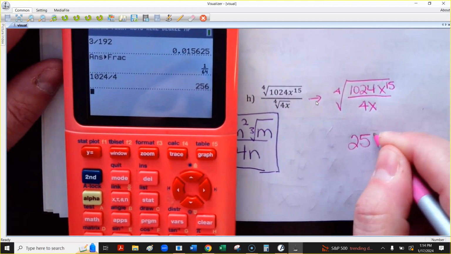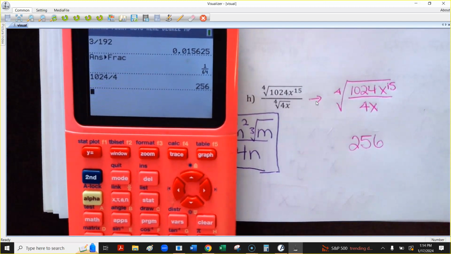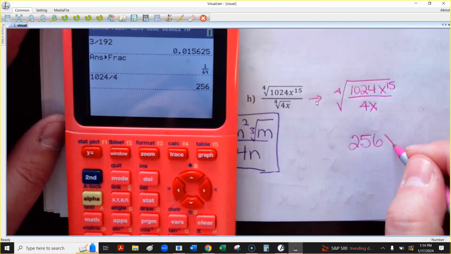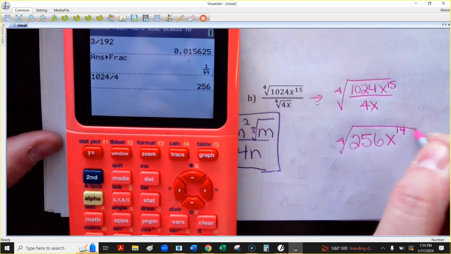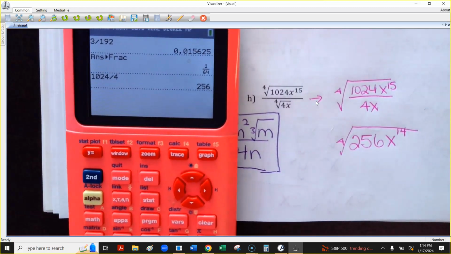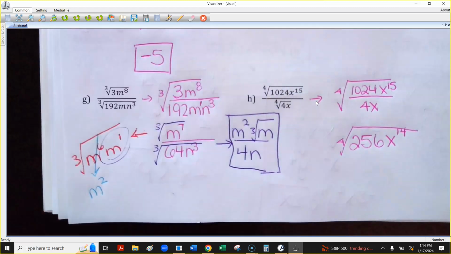Where do you have more x's, the top or the bottom on that one? How many more? 14. So this 1 on the bottom is going to cancel 1 on the top. Actually, what happens there, if you simplify that, you don't even have a fraction anymore. So this is the fourth root of 256 x to the 14th.